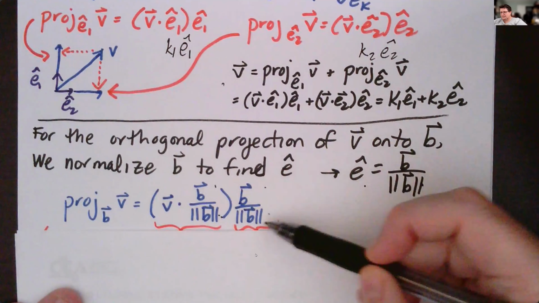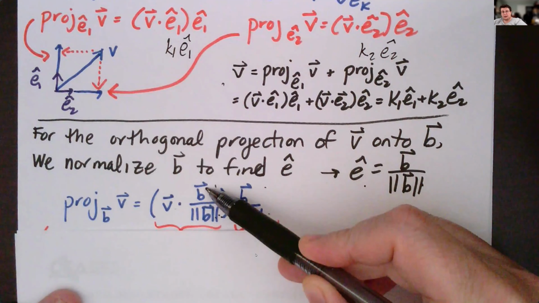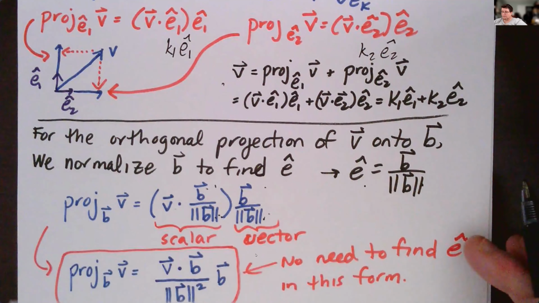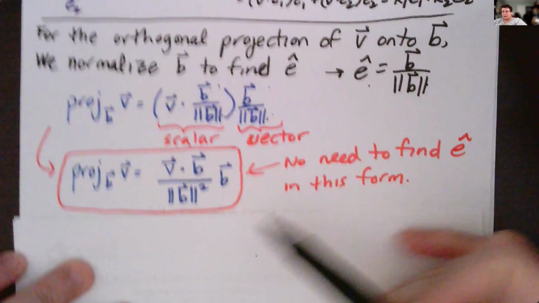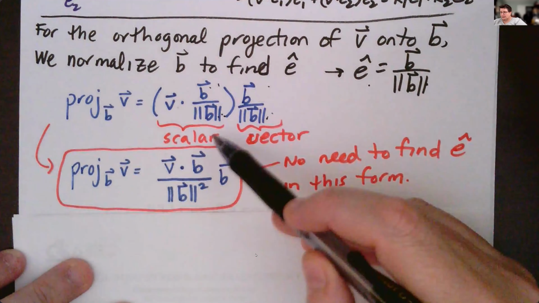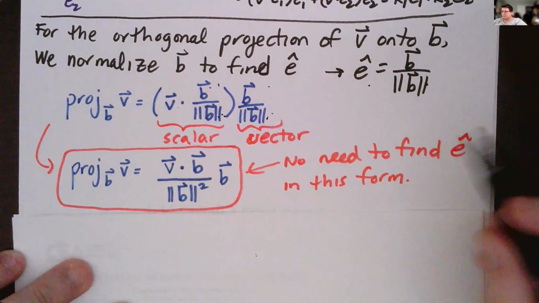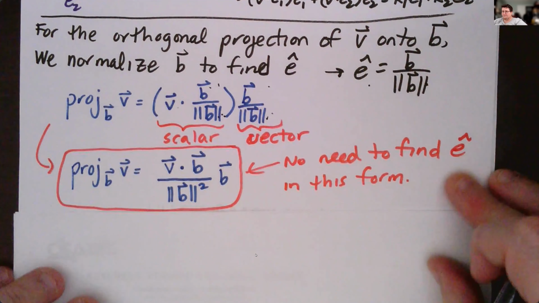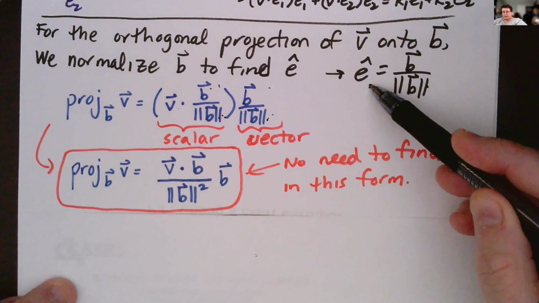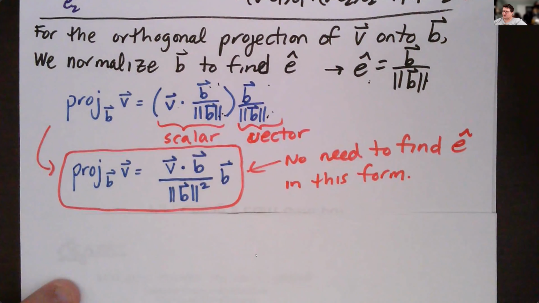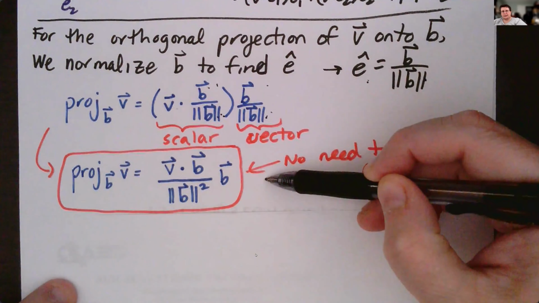Now, this is a scalar, this is a scalar, B dot B is a scalar. So we can rearrange that to put V dot B over the norm of B squared. This whole thing is a scalar, and we'll multiply this scalar times B. And then we've got the projection of V onto B, and we didn't need to stop and find a middleman E. So this is the projection of V onto B. Either of these forms works. They're the same thing.